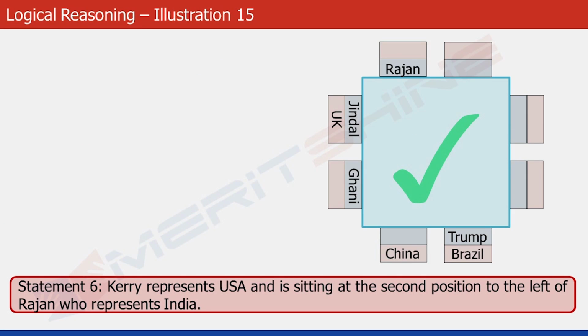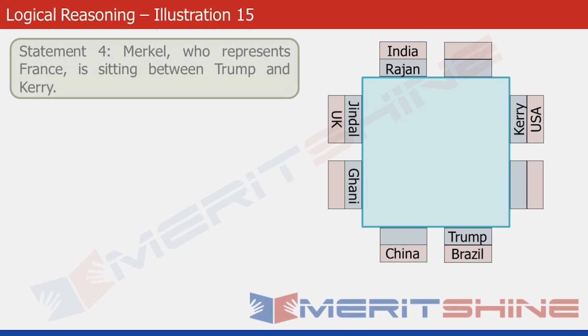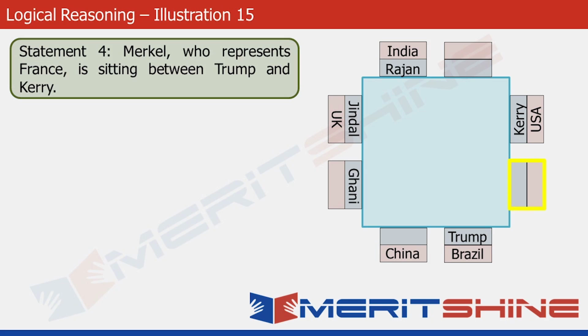Now let's look at the second position to the left of Rajan in this case. It is this position now. So let's write Kerry here. And let's write India in Rajan's box. Let's look at statement 4 now. It says that Merkel, who represents France, is sitting between Trump and Kerry. So that's the position that we are talking about, between Trump and Kerry. So let's put Merkel here.